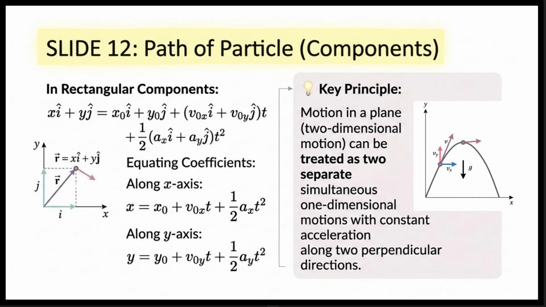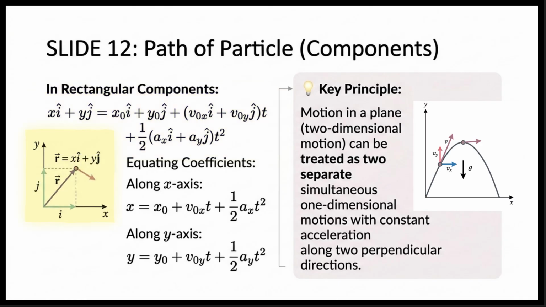To find the path of a particle in 2 dimensions, we express the position vector in rectangular components. We begin with the general vector equation of motion, expressing position r as the sum of initial position, initial velocity times time, and the acceleration term, all broken into i hat and j hat components.